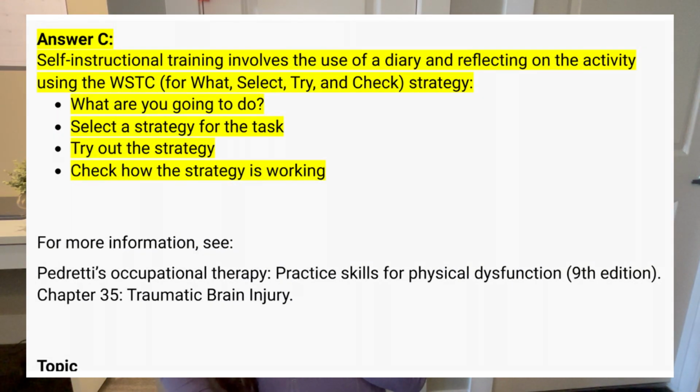So, WSTC is W is what are you going to do? S is select a strategy for the task. T is try out the strategy. And C is check how the strategy is working. So it seems like self instructional training has kind of its own mnemonic in it. So it has its own particular strategy that you use when utilizing that type of training. And so this kind of sounds like trial and error to me. So I guess that's one way that I could remember that type of training. That you're kind of using trial and error on yourself and you're journaling that and making note of that. Okay, so let's move on to question 3.